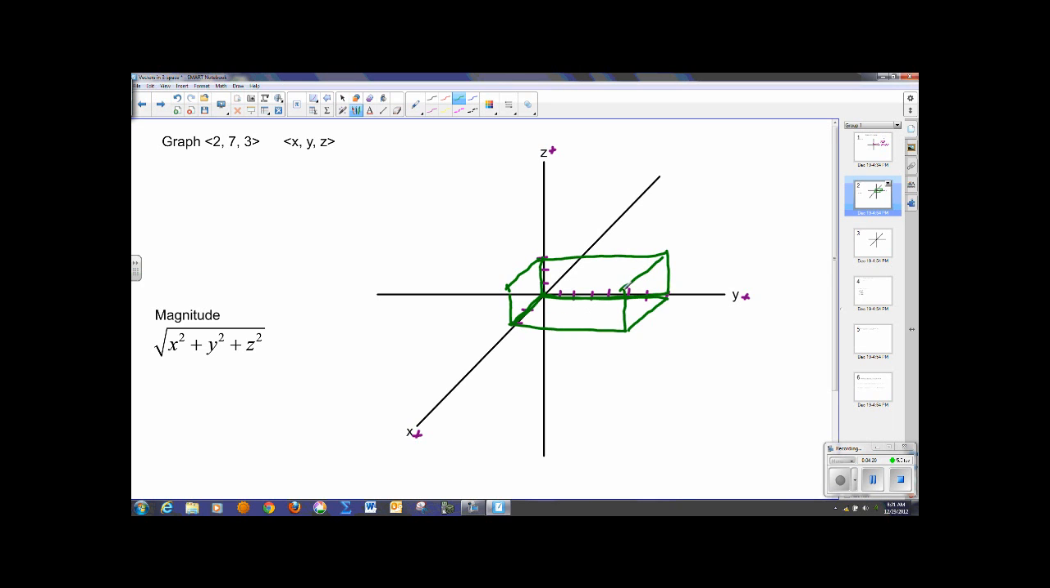And what I have left to do is create the front of this box, so I'm going to move over in this direction. So you'll notice I've created a rectangular prism, and from that rectangular prism I'm going to move 2 on the x, 7 on the y, and 3 on the z. And when I've done that, what I've created is this point out in space.